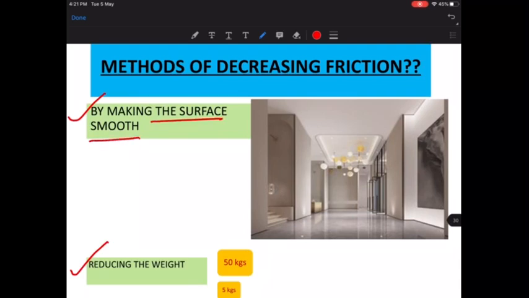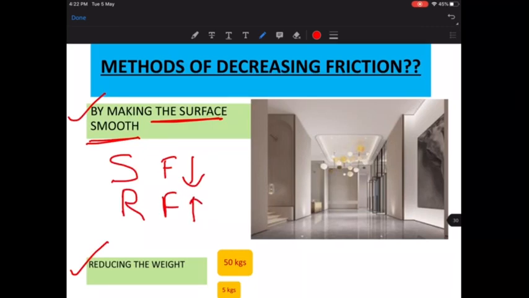The fourth point can be making the surface smooth. In the case of increasing friction, what did we do? We increased the roughness of the surface. Now in this case, to reduce the friction, you will make the surface smooth. You will make it very shiny, very smooth. Because the smoother the surface, the less the friction. I told you, the rougher the surface, the more the friction.